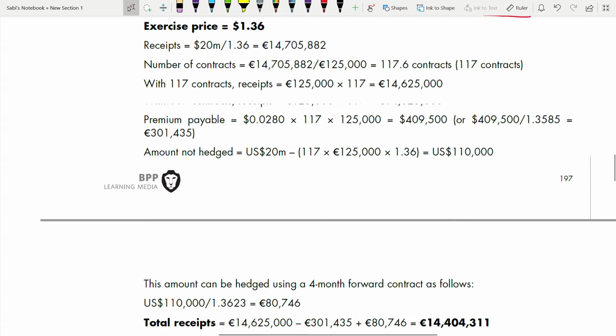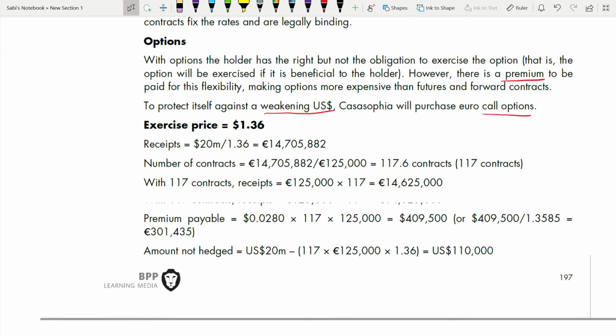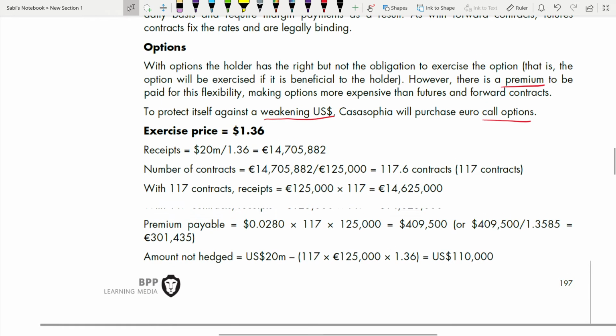Exercise price, with both exercise prices you have to know, because they haven't told which exercise price to use. So with exercise price 1.36, what is the receipt? 20 million divided by 1.36, this is the receipt. Now this you need to divide by a further 125,000 to get the number of contracts. 117, round down. Okay, 117. So with 117 contracts, okay, because there's a decimal here.